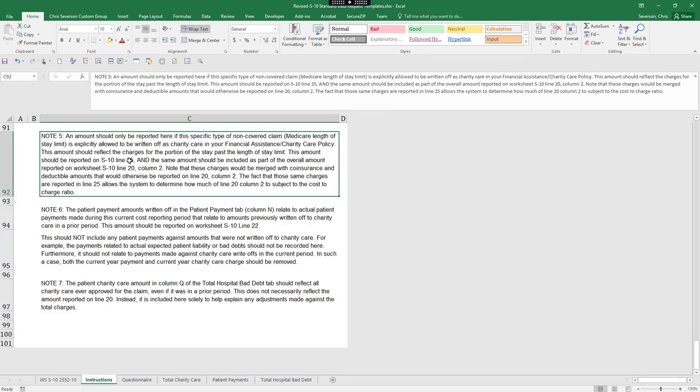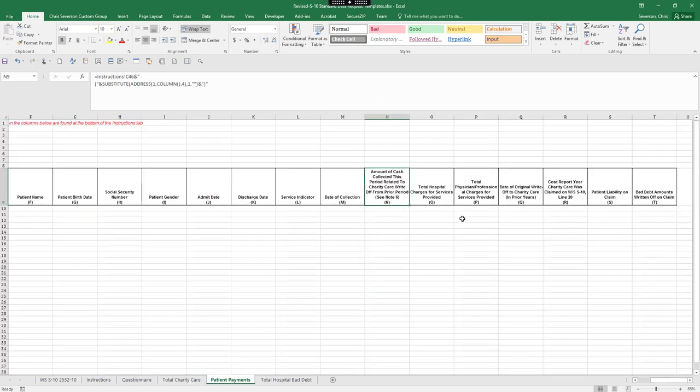And as we said, that amount, which is a charge amount by its nature, would be reported on worksheet S-10 line 25. And that same amount should be part of the amount reported on S-10 line 20 column 2. So they're merged with the other coinsurance and deductible amounts that would otherwise be reported in the insured column, column 2, of worksheet S-10 line 20. So that one we've already explained a little bit. Note 6, as we'll see, comes from this patient payments column.